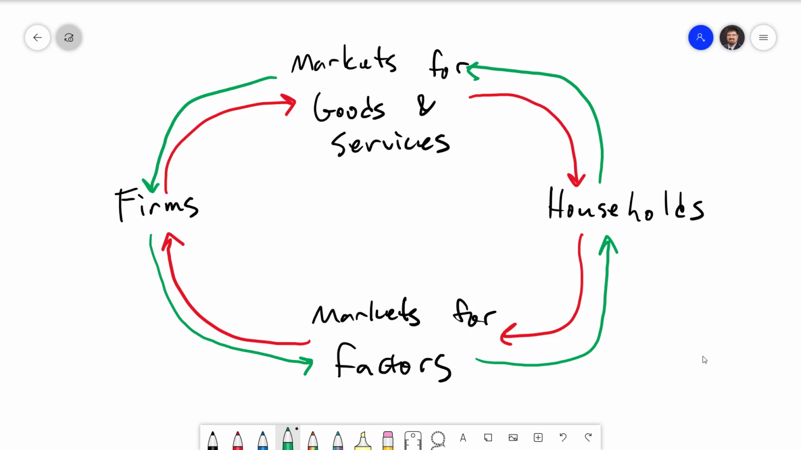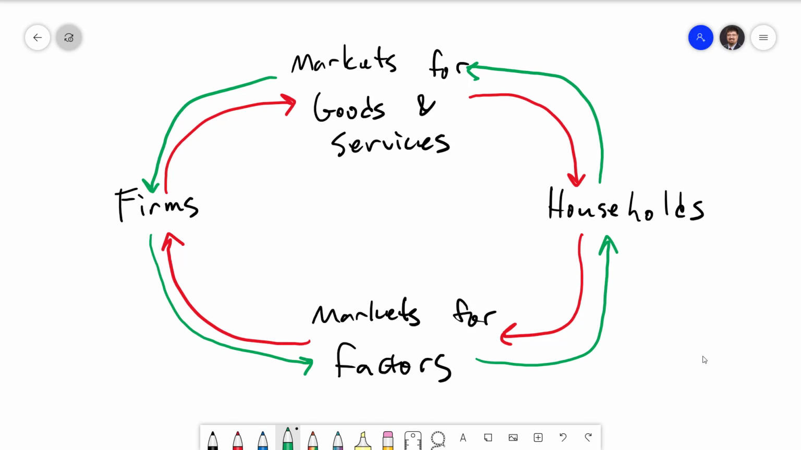Let's talk about a quick example. Suppose that you want to buy a cup of coffee. That's a good. You're going to go out into the market, say to Starbucks, and you're going to buy that cup of coffee from them. The goods and services, the coffee, is flowing from Starbucks, a firm, to you, a household, and your money is flowing the opposite way. But how did that cup of coffee come to be?